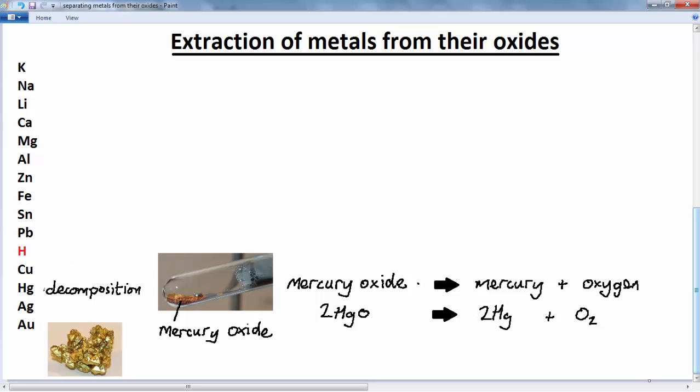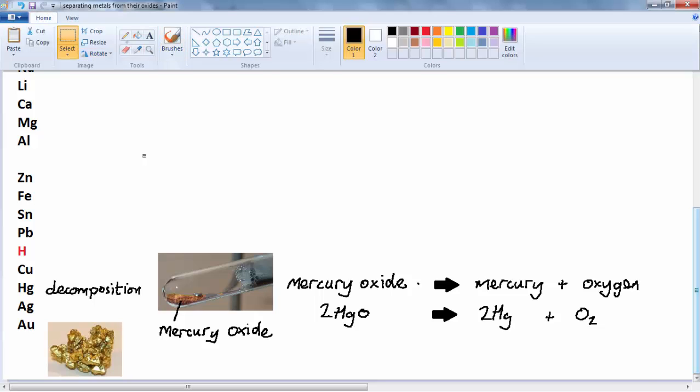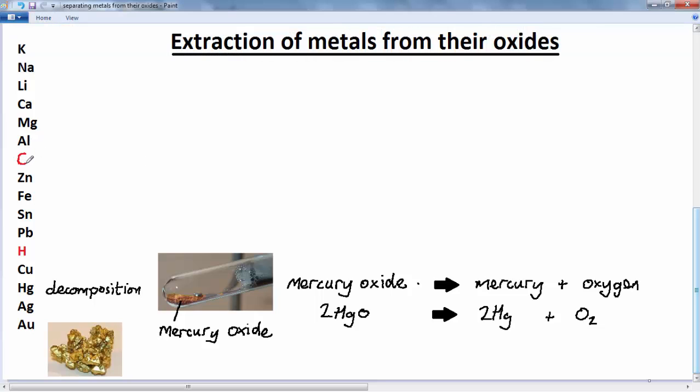Okay, so as we move up the reactivity series to copper, well, copper can't be extracted from its oxide in this way by decomposition. We have to use another technique which is known as reduction. Now before we do that, we're going to add an element to the reactivity series. That element is carbon, and you'll see why in a minute, but carbon fits in here just between aluminium and zinc. So to extract copper, lead, tin, iron and zinc from their oxides, we can use a method called reduction. And the type of reaction is known as a reduction reaction.